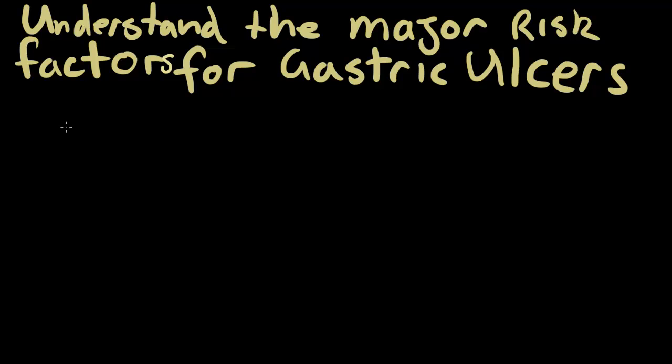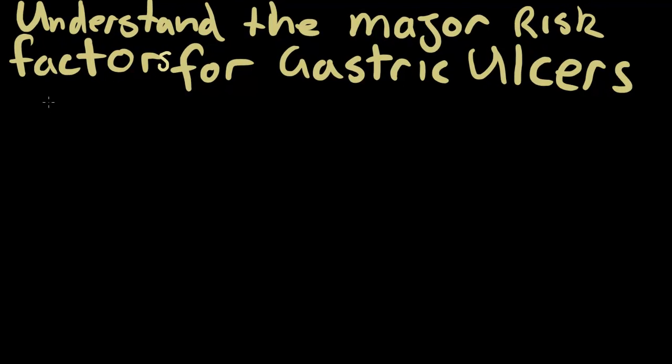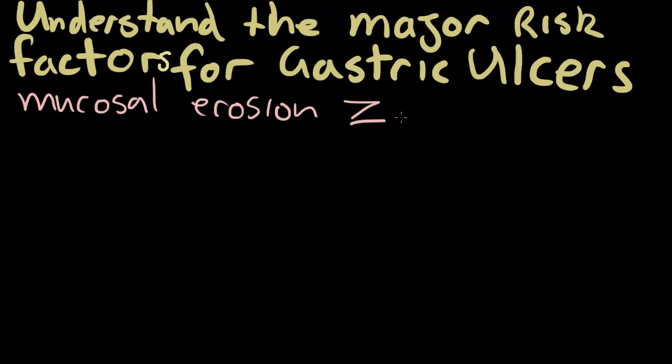Okay, so this video is about understanding the major risk factors for gastric ulcers. So first of all, what's a gastric ulcer? It's defined as a mucosal erosion greater than or equal to 0.5 centimeters.